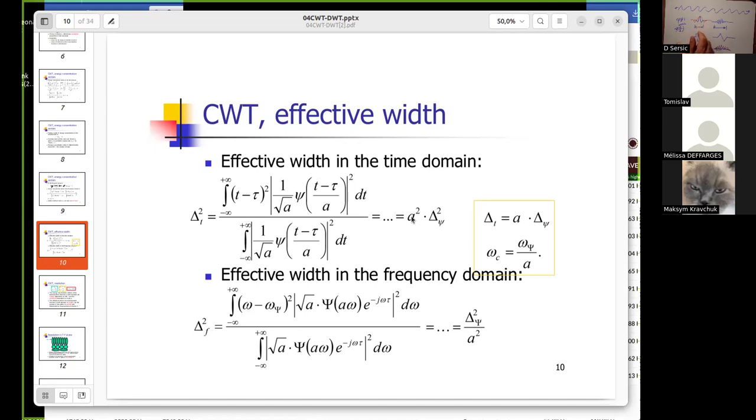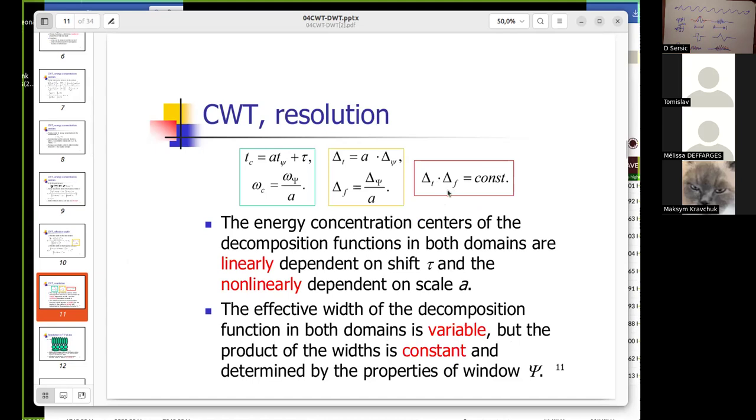Okay, what happens in the frequency domain? In the frequency domain, you have something similar, but reversed. Which means that the product of the two will be constant. The product of the size in the time and frequency domains will be constant, but they change at each point of the time-frequency plane. The centers are linearly proportional to the shift tau, and definitely non-linearly dependent on the scale A.